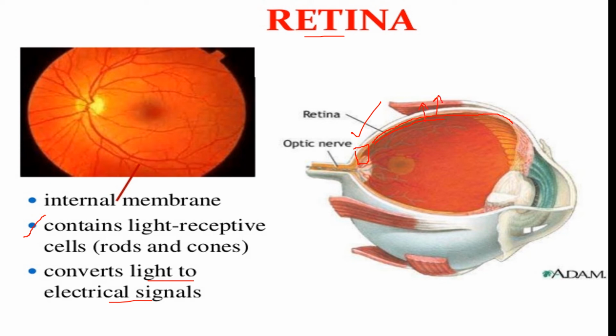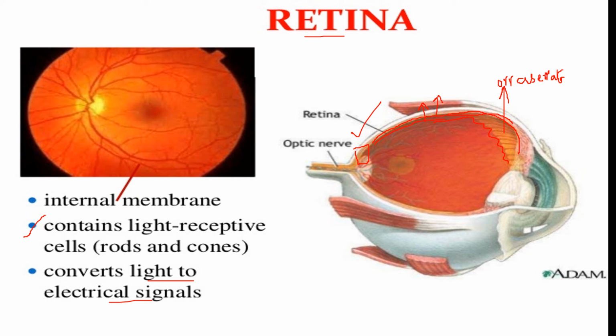The pigmented layer is continued towards the anterior part up to the ciliary body, whereas the neuronal layer is terminated before the ciliary body. This part of the neuronal layer of the eye is called the ora serrata. So the pigment epithelium of the retina is continued up to the ciliary body, but the neuronal layer is terminated before the ciliary body, and that is called the ora serrata.